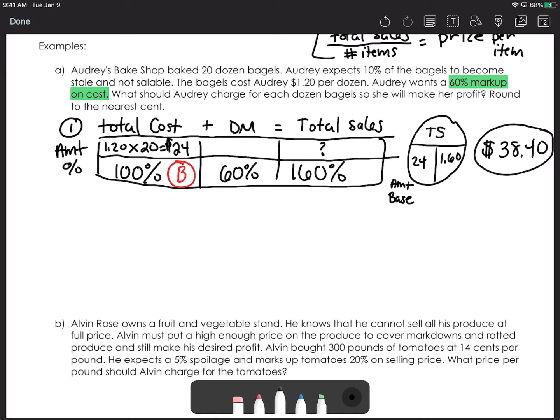So for step number 1, we have found that it's going to take her $24 to make the bagels, and then she's going to sell them for $38.40, so that difference will be a profit for her, which will be the 60%.